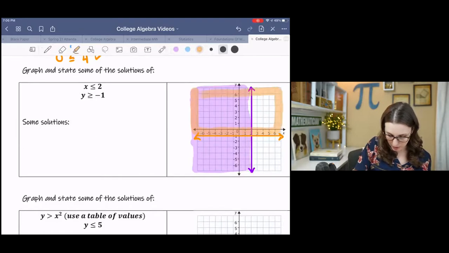My husband always makes fun of me because of the way I say orange. It's orange. There we go.